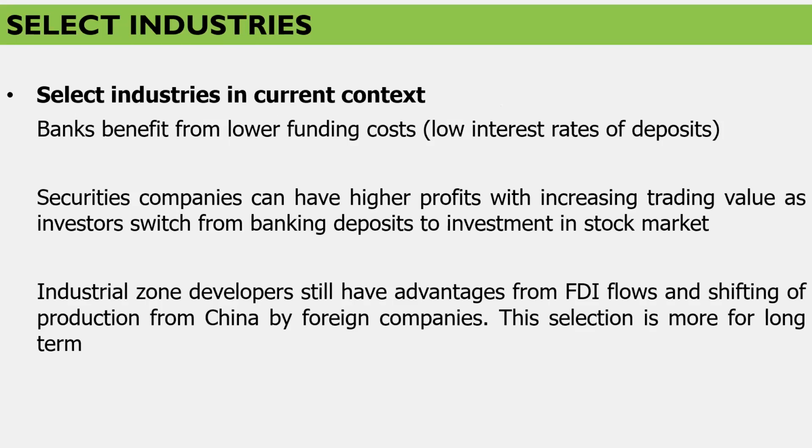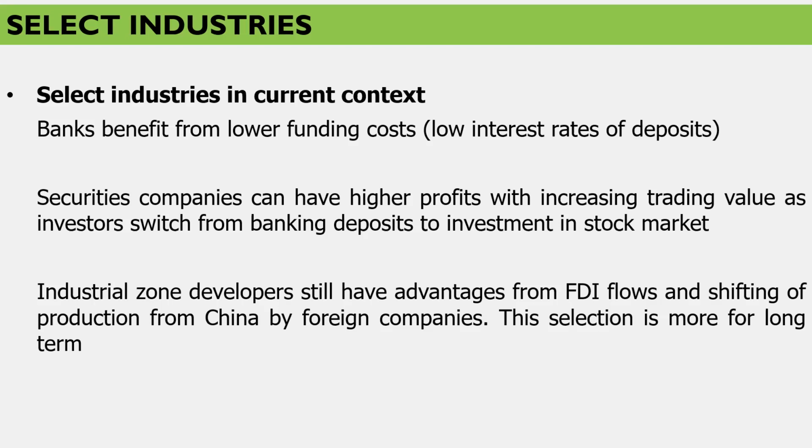About selecting industries, you can use that for a business model to screen stocks and companies, and newcomers can also select and choose the industry to expand the business or enter the business. In the current context in Vietnam, with low interest rates, we can choose industries like banks because they benefit from lower funding costs. Deposits have low interest rates. Securities companies can also have higher profits because trading value is increasing. Investors have switched from bank deposits to investing in the stock market.